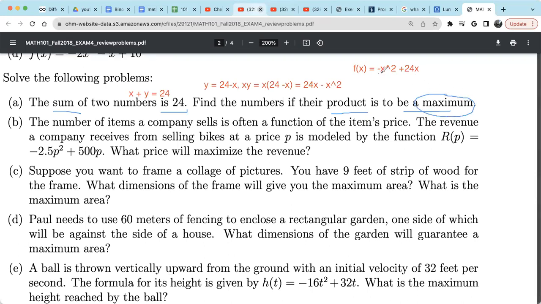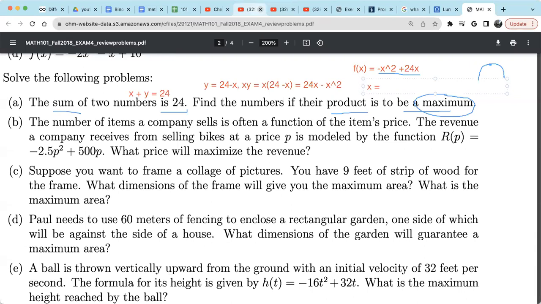Think about the graph of this function. The leading coefficient is -1, so we have a downward parabola. For a downward parabola, the vertex is the maximum, which means I need to find the value of the vertex. So how do I find the vertex? The x value equals -b over 2a.